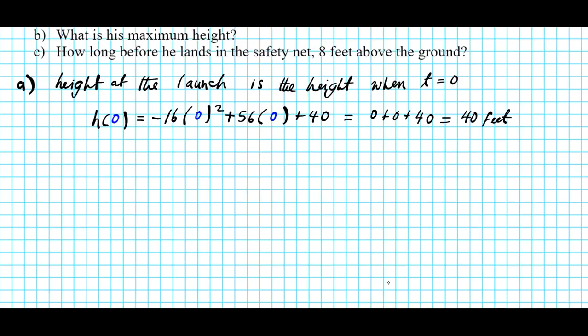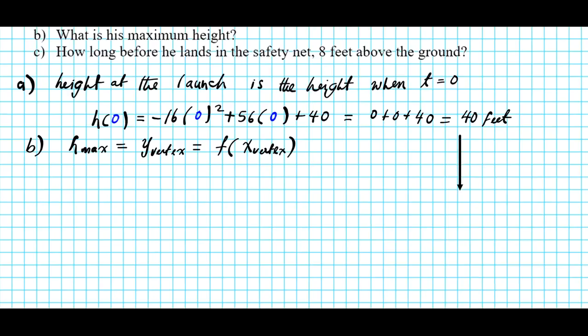Alright, next we're to find what the maximum height is. Okay, so for part B, the maximum height is basically the y-coordinate of the vertex. And as we discussed in the previous problem, the y-coordinate of the vertex is basically the function evaluated at the x-coordinate of the vertex. Okay, so all we have to do is find the x-coordinate of the vertex first, and then plug it into the original function, and that will tell us what the y-coordinate of the vertex is.